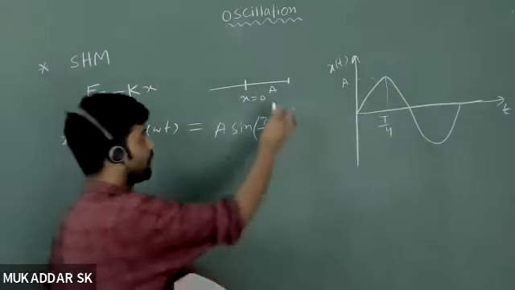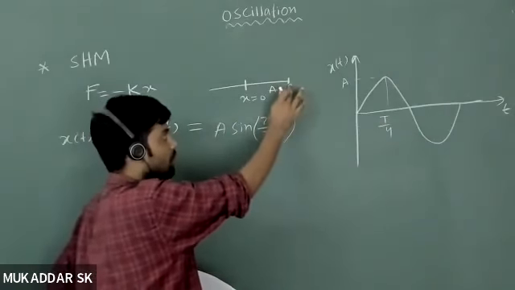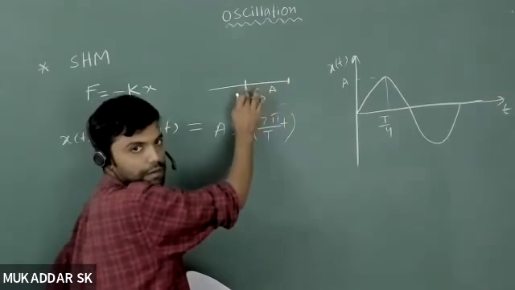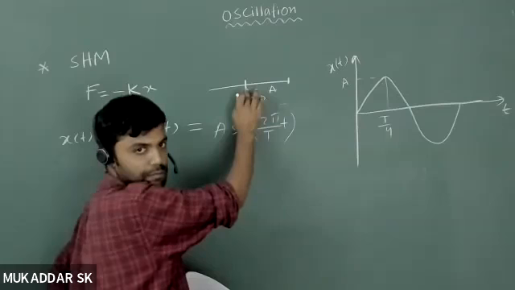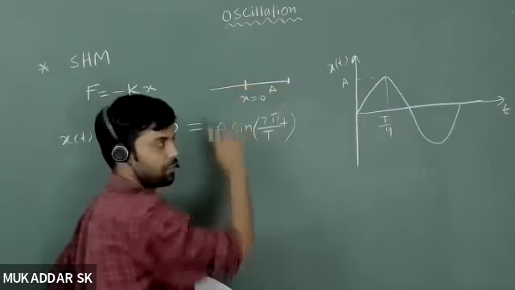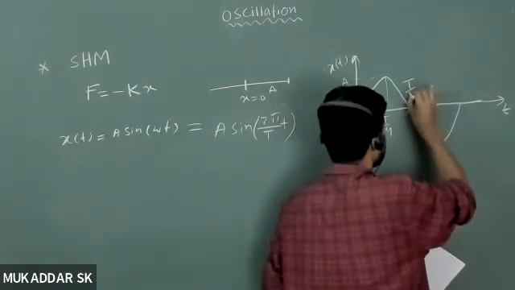Okay, now your situation is at capital T by 4, your oscillator is here. So again, after capital T by 4, the oscillator will be here. At this situation, displacement is 0. So total time is capital T by 4 plus capital T by 4. So at capital T by 2, your displacement is 0.